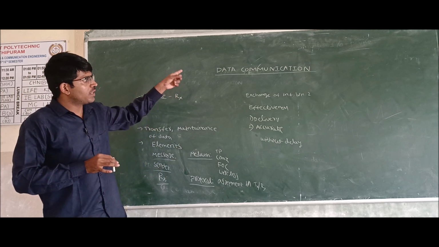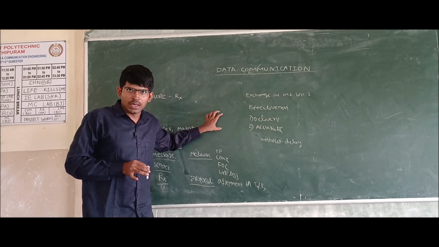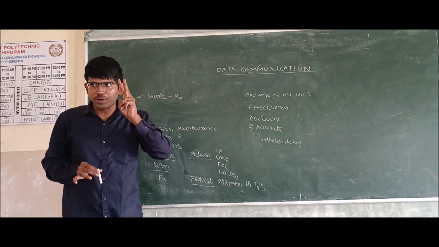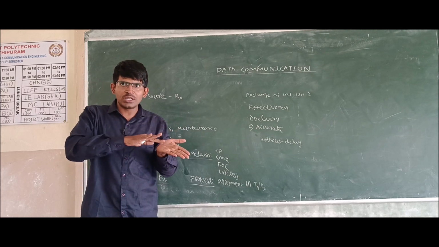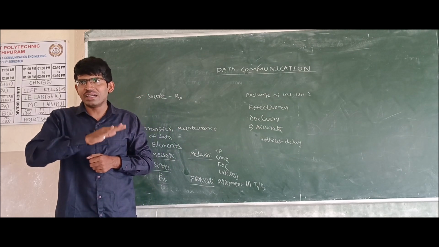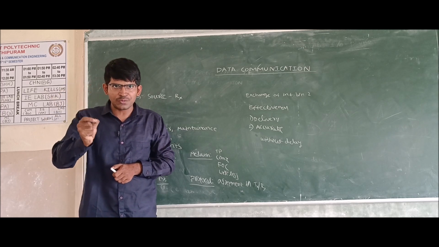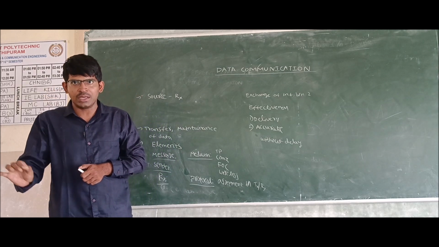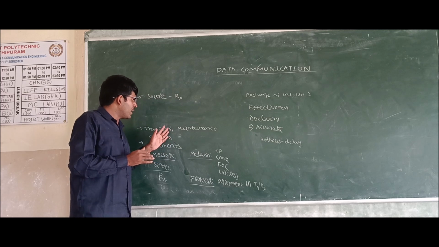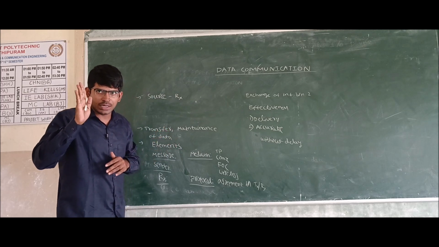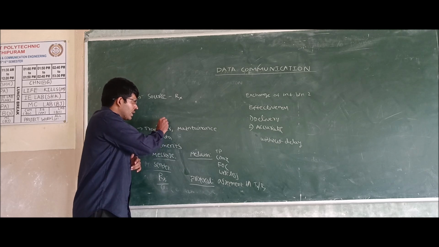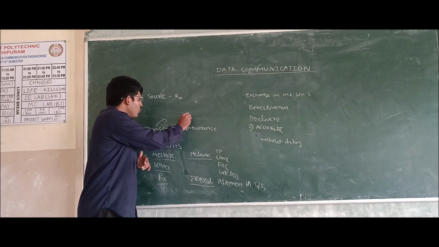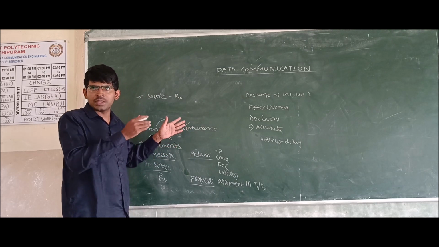So the definition of data communication is nothing but the exchange of the data between two devices, meaning source and receiver, or sender and receiver. So the exchange of information between two devices is called data communication. In data communication, we concentrate on how this data is being transferred and how we are maintaining this data between the sender and the receiver.